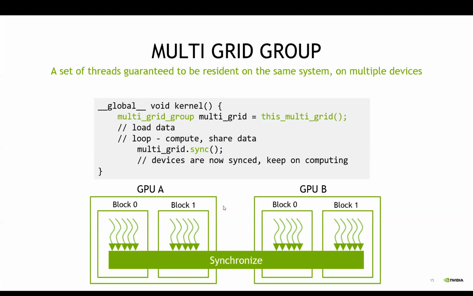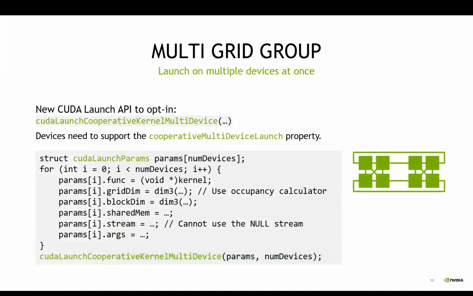And of course, as I mentioned, good practice is you don't just assume you have this capability. The good practice is to query the cooperative multi-device launch property, and if it's true, then you know that you are in a machine that has this capability. Likewise, when I launch a multi-grid group or a multi-device group, there's a new launch API, and it's different than the single kernel or the single device cooperative grid launch API. So there's yet another CUDA launch function that's designed to launch the multi-device stuff, and the API name is depicted at the top of this slide.